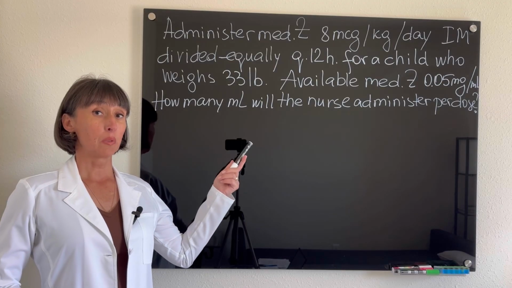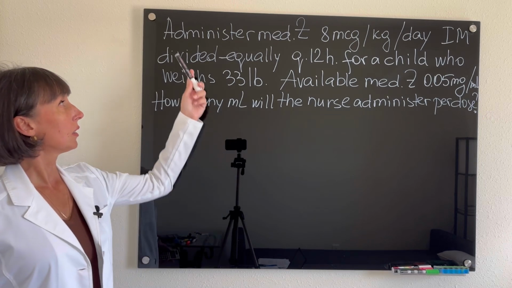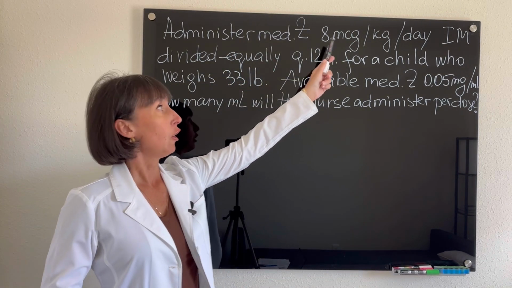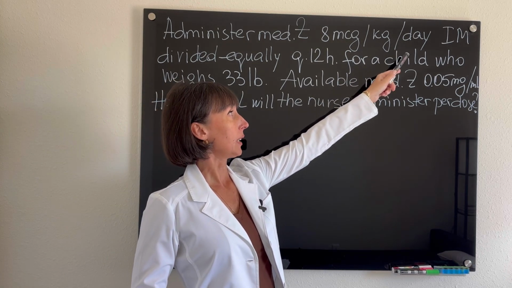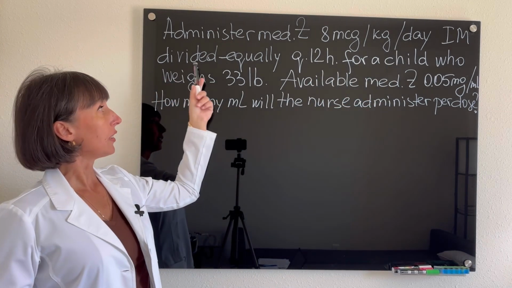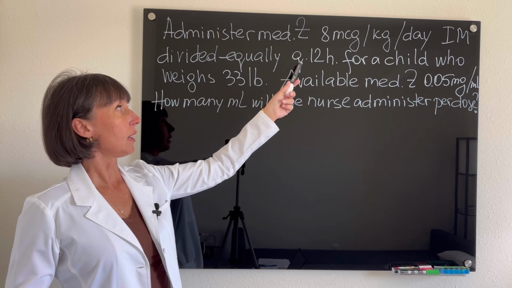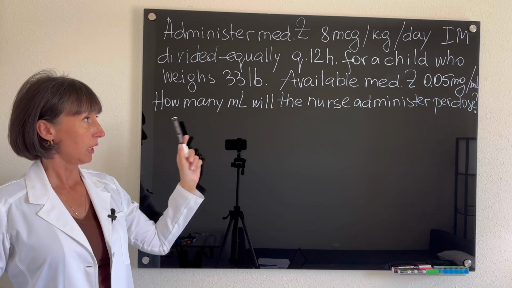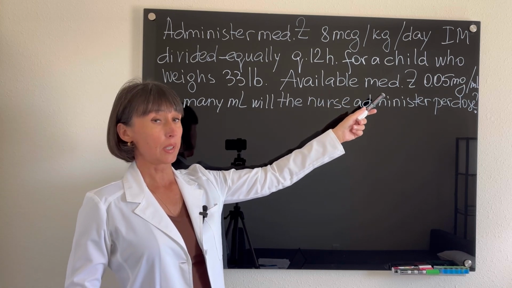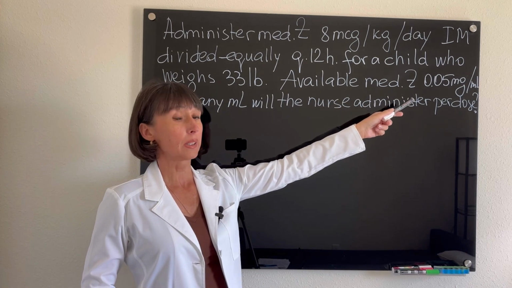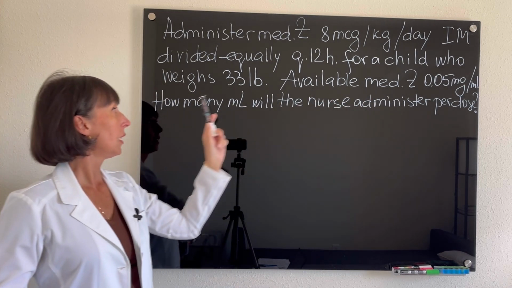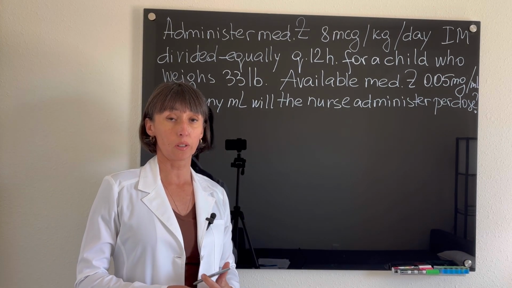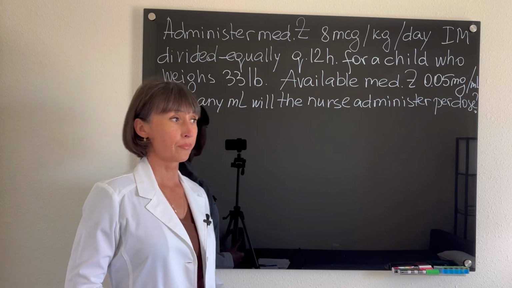Here's our next problem. It's a little more complicated. We need to administer medication Z, 8 micrograms per kilogram per day, IM, divided equally every 12 hours for a child who weighs 33 pounds. Available medication Z, 0.05 milligram per milliliter. So how many milliliters do we need to administer to this patient in one dose?